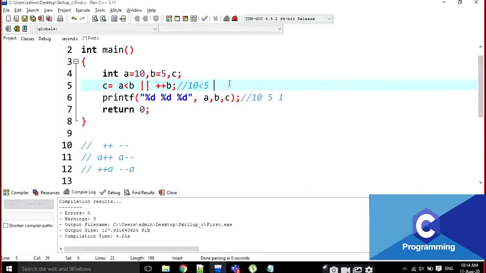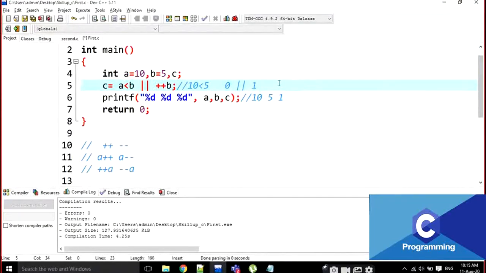Now, it is going to be written. Is 10 less than 5? It returns false. And coming to plus plus B here, what is plus plus B? Pre-increment. Then B becomes 6, and 6 is going to be placed. The first one is false, that means 0. 0 or 6. Is 6 true or false? True. That means it is represented with 1.